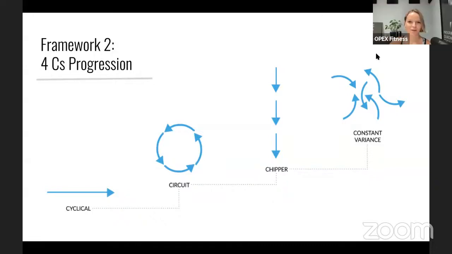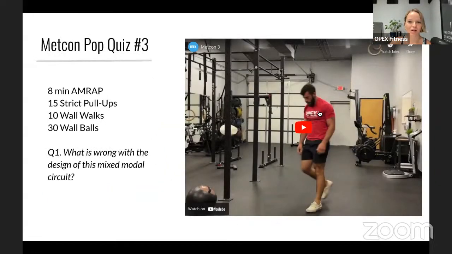All right, guys, we're going to move on from that progression and again, do a little bit of a pop quiz here with Metcon number three. Last one, we got Jacob demonstrating. So this is an 8-minute AMRAP, i.e. a circuit. 15 strict pull-ups, 10 wall walks, 30 wall balls.